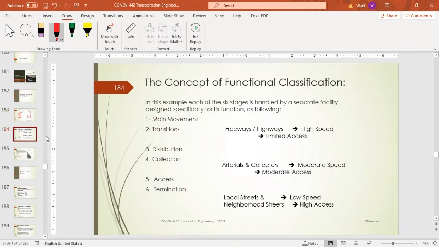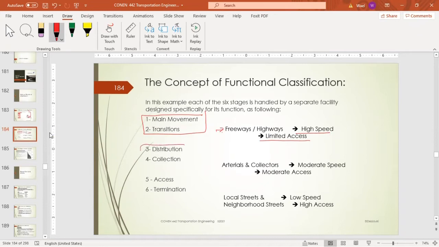So as we can see here, the main movement and the transitions are usually freeways and highways. Their characteristics are high speed, and also limited accessibility. That means you can access, for example, King Fahd freeway through ramps. You cannot access the highway from any point on the road.